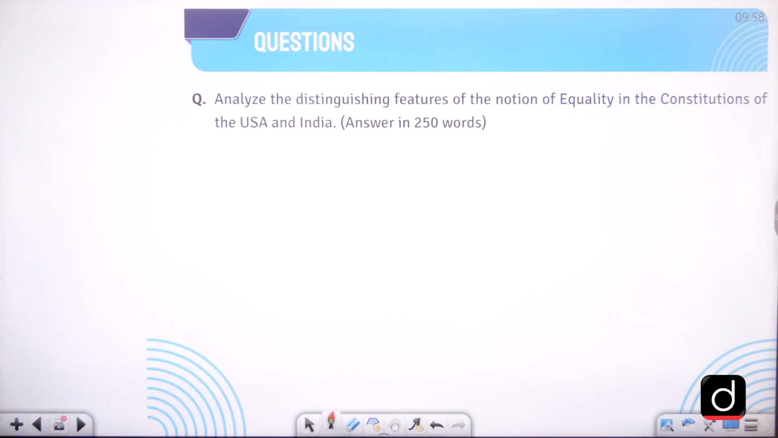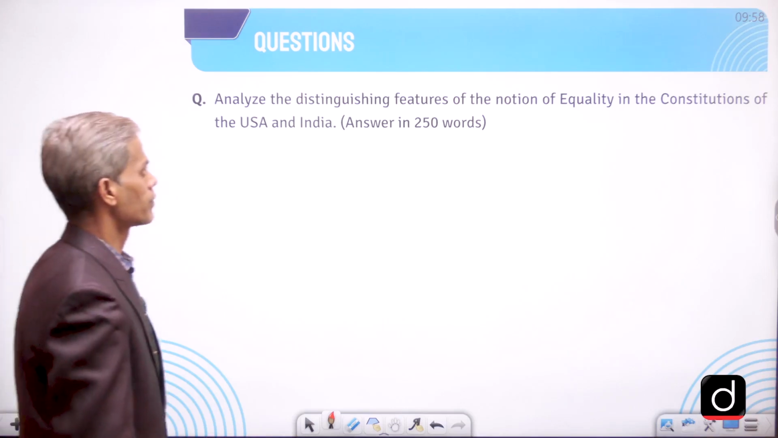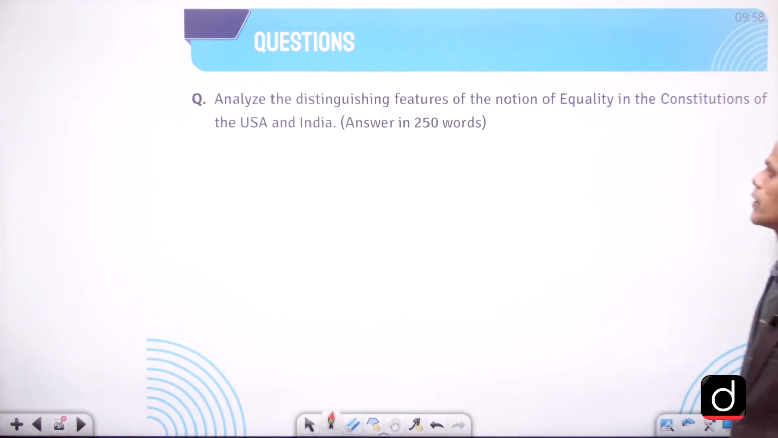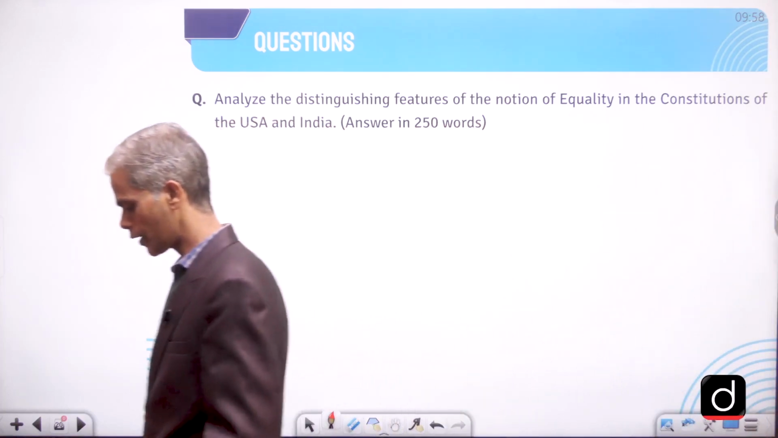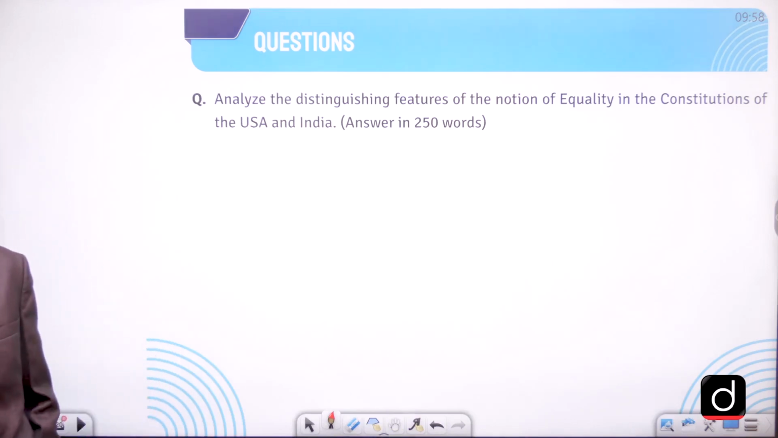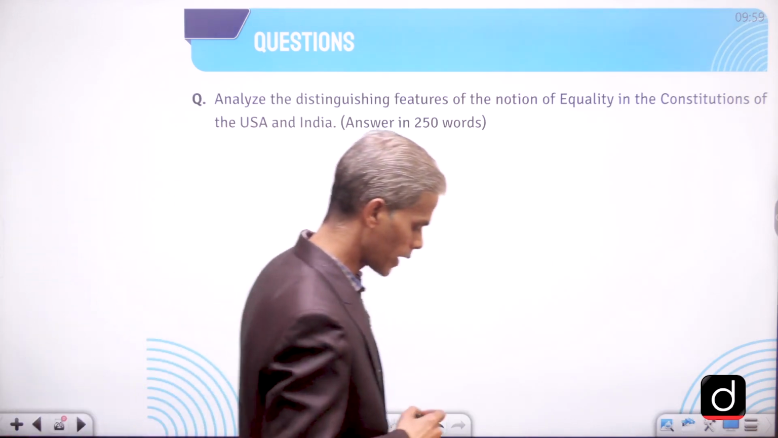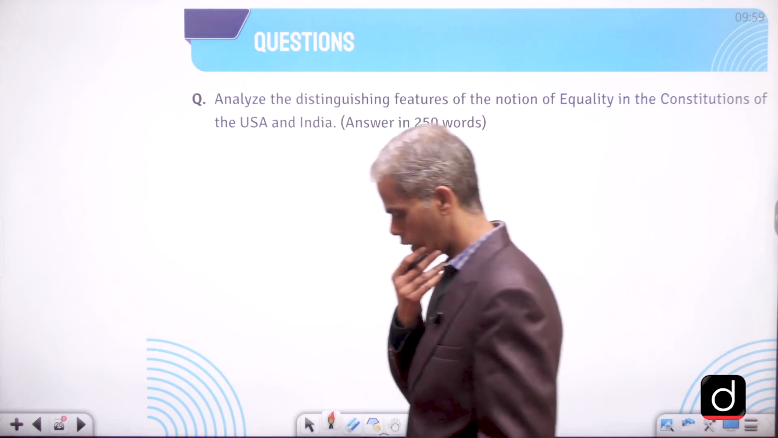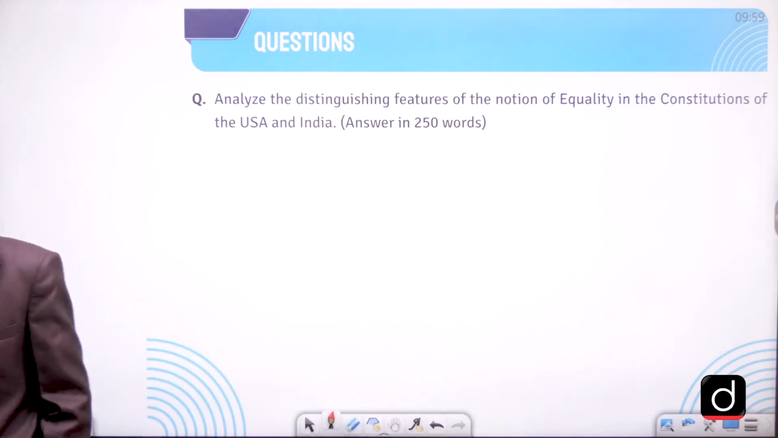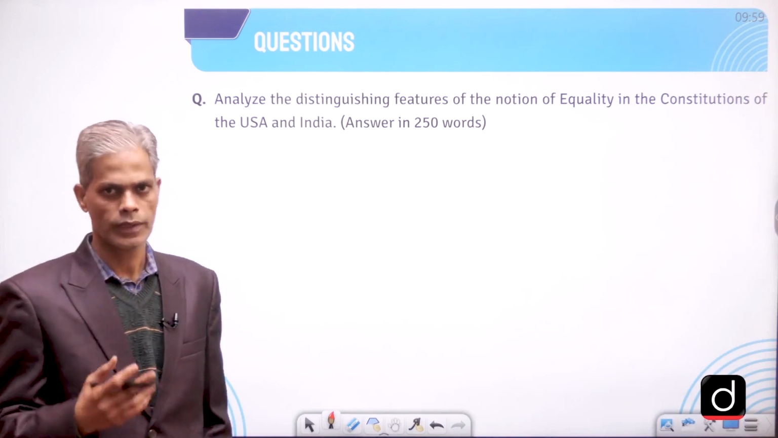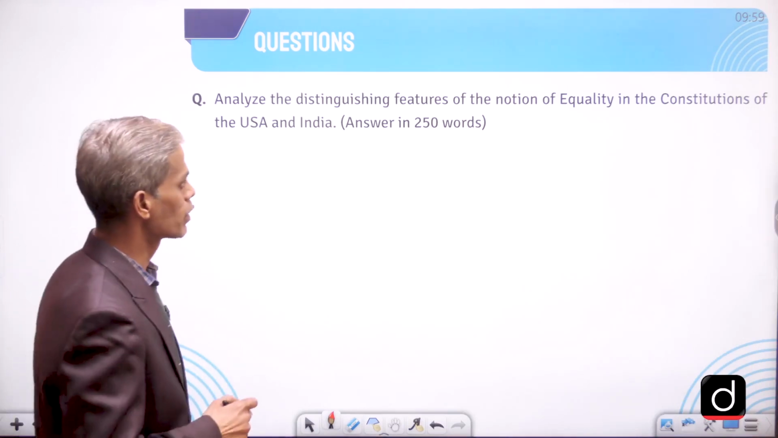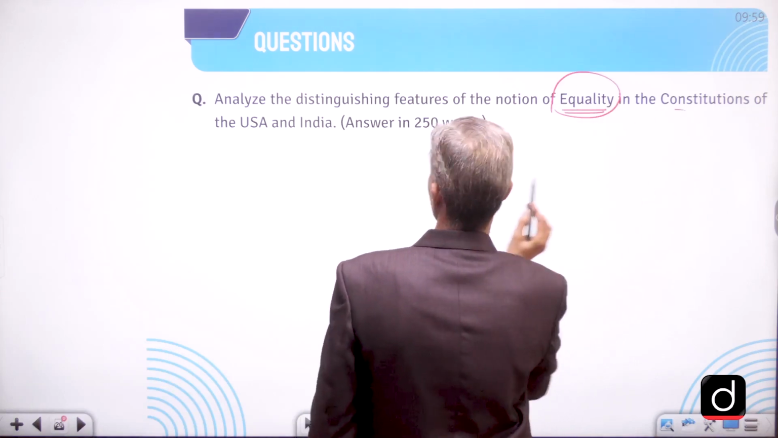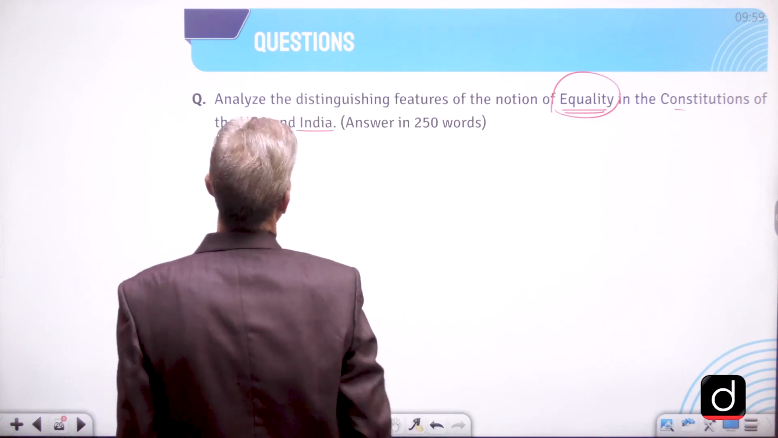Yes? Then we can get into another question: analyze the distinguishing features as far as the notion of equality is concerned in India as well as US. So this is nothing but a topic which is related with the comparative study. And even if you didn't have the idea about the comparative study, what you can understand is nothing but you can realize upon the discussion on fundamental rights, right to equality part, what we had seen. So here the question is nothing but talking in terms of equality only, right, in the Constitution of USA and in the Constitution of India, right?